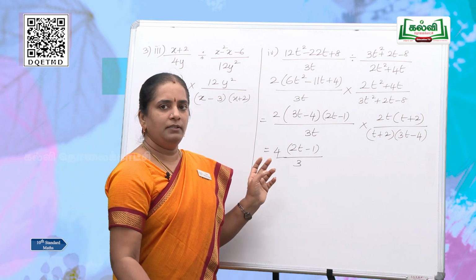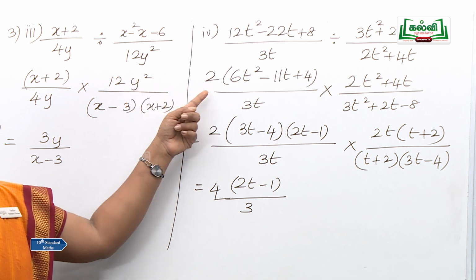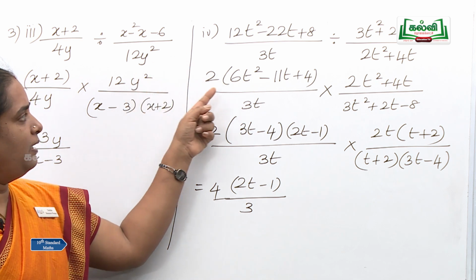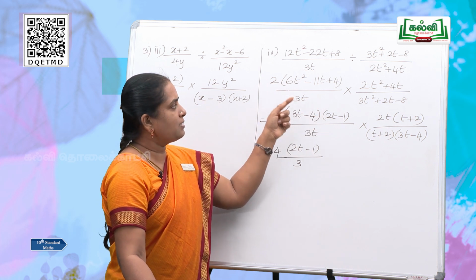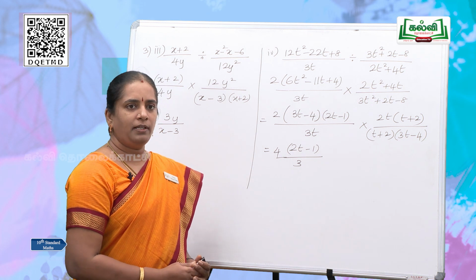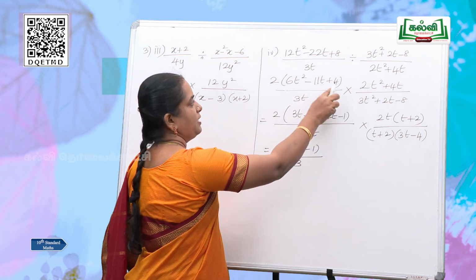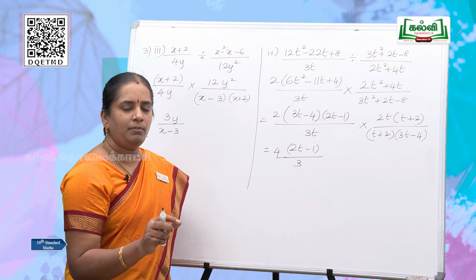Okay. Here is a rational expression which is very large, we can take out 2 from that and we get a simpler rational expression which is 6t square minus 11t plus 4. In that, the product of those numbers is 6 fours are 24 and the sum is 11. So, what are the numbers?